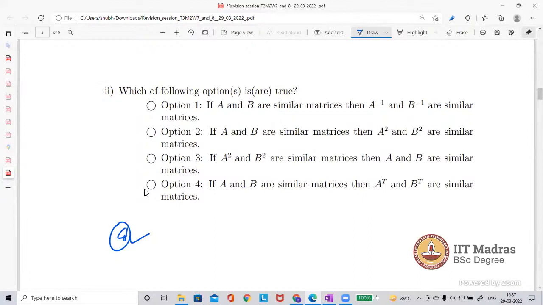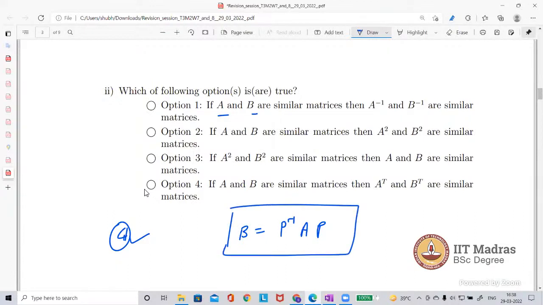Because when we write the condition for similar matrices, we get P inverse A P. So how will you be sure that if A and B are similar, how will it be in such a case? See, this says A is similar to B. That means this one. Now what will be P in such a case? You can decide using this one.